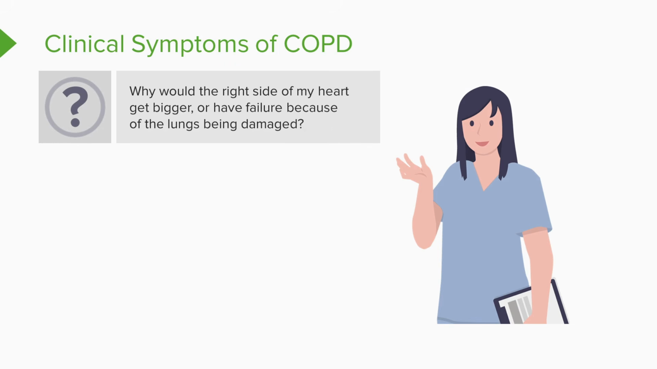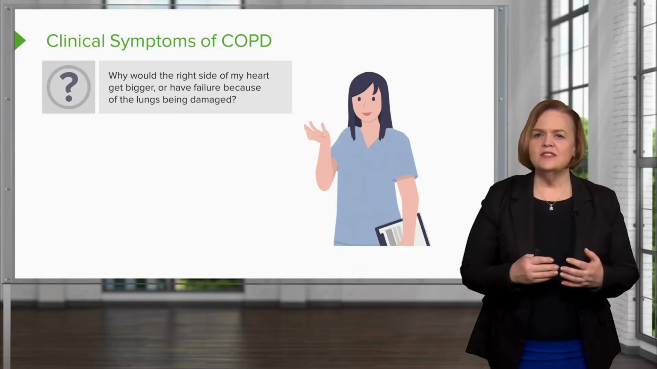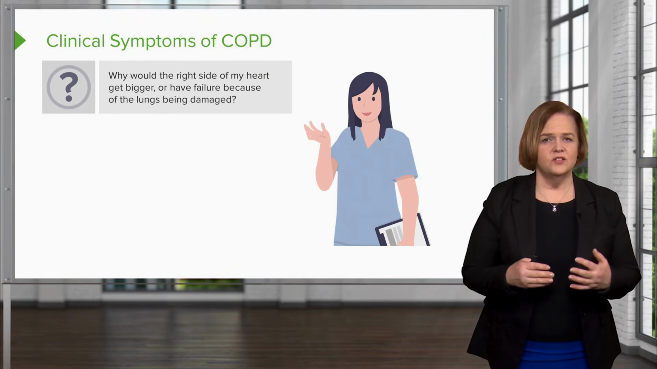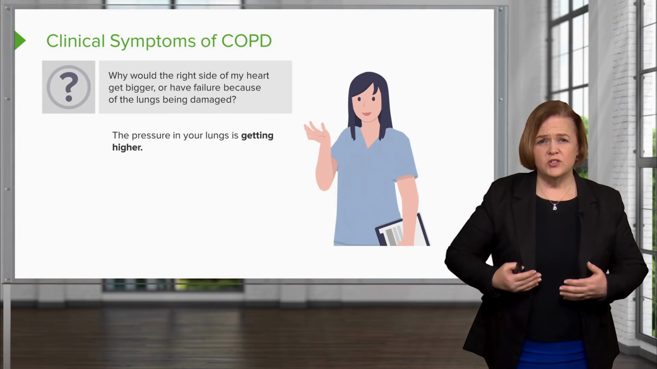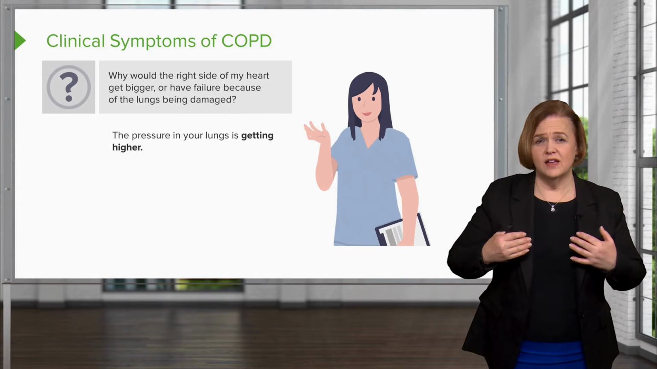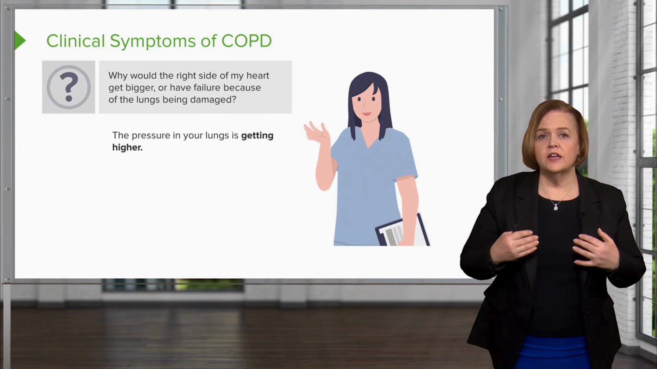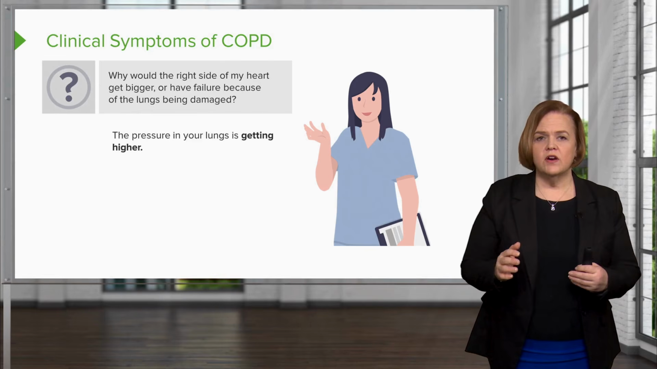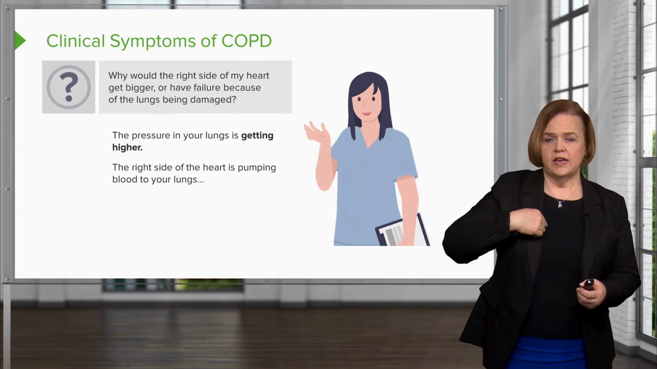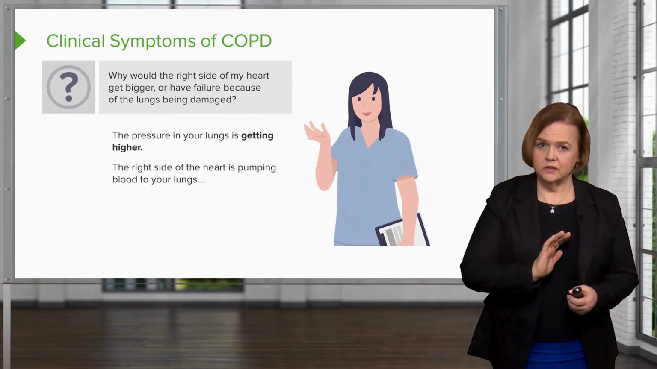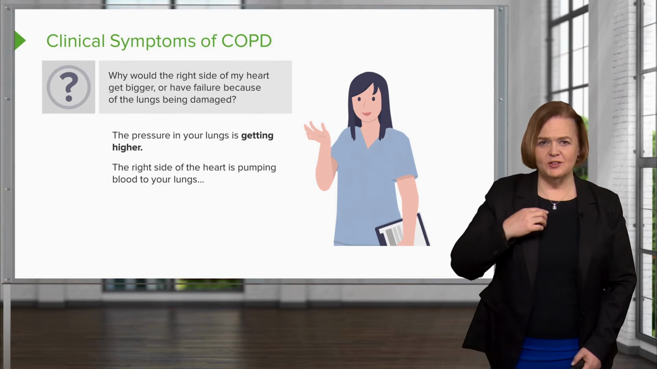Okay, welcome back. Let's talk about the answer. Well, COPD or bronchitis, there's some real nasty stuff that happens in those lungs, right? So the pressures are getting higher in your lungs. Well, when the pressure is higher in your lungs, which side of the heart is pumping blood to your lungs? The right side. Remember, right atrium, right ventricle. Wait a minute. Right atrium, right ventricle.